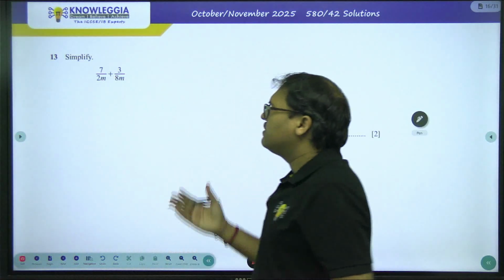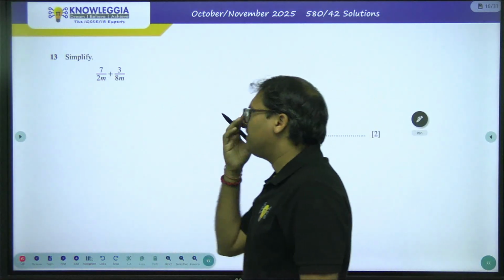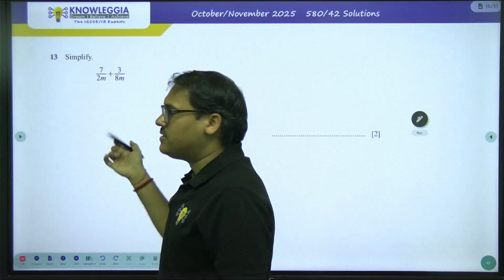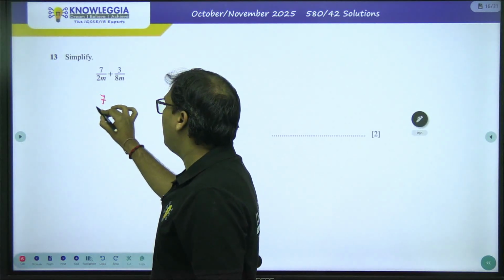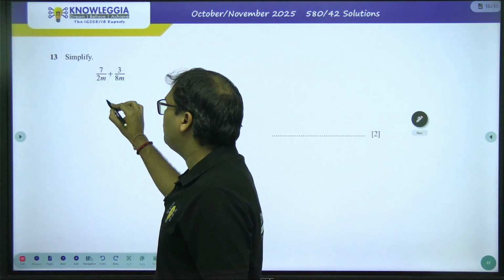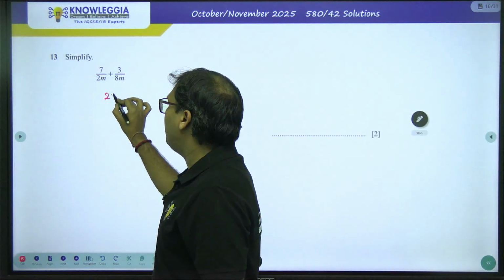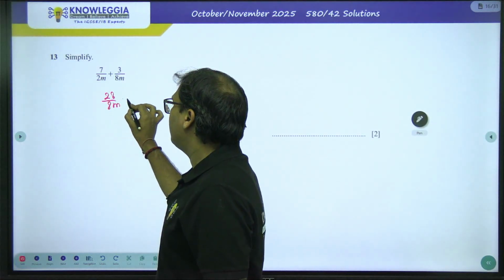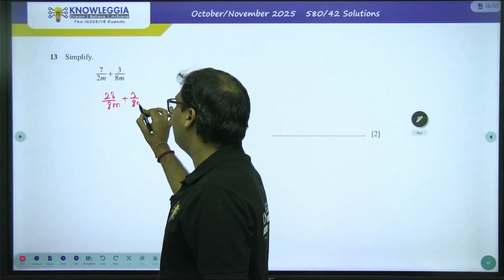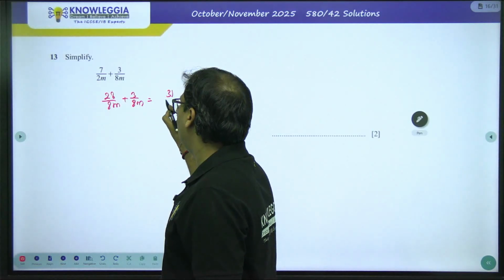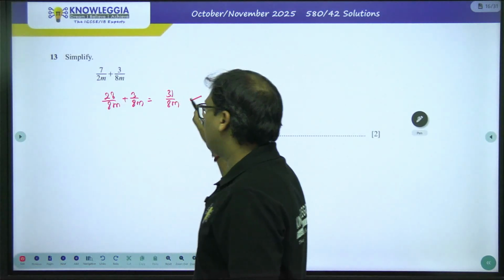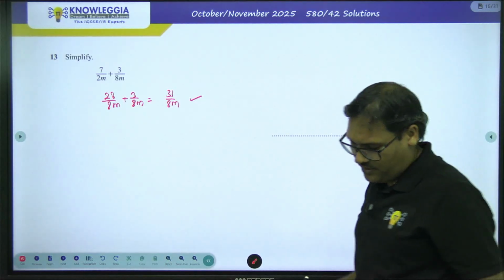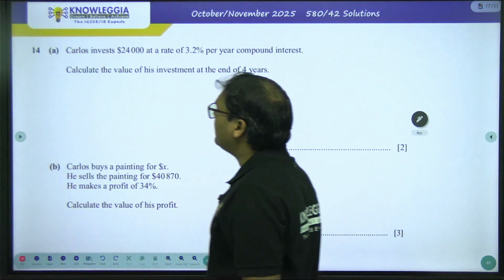Next one. Simplify this expression. I hope this is easy. Make the like fractions. This is 7 upon, we'll multiply with 2, 4. So this will be 28 upon 8m plus 3 upon 8m, which is equal to 31 upon 8m. What is the answer for this question? 31 over 8m. Next question.